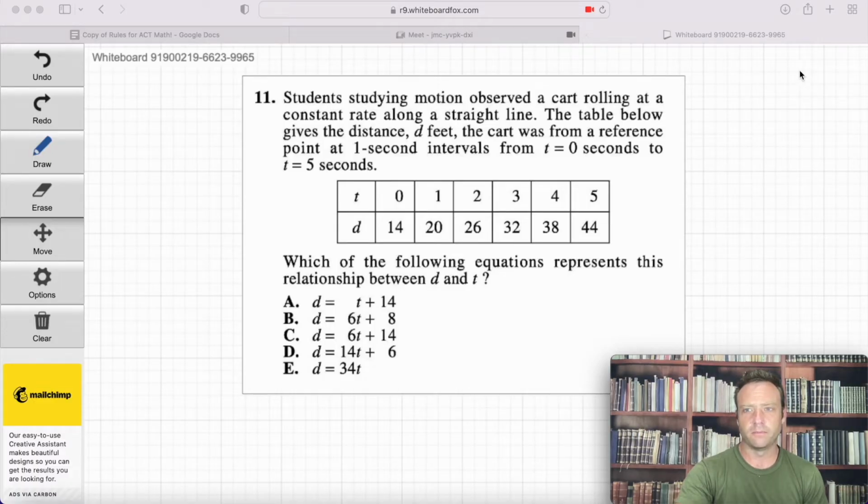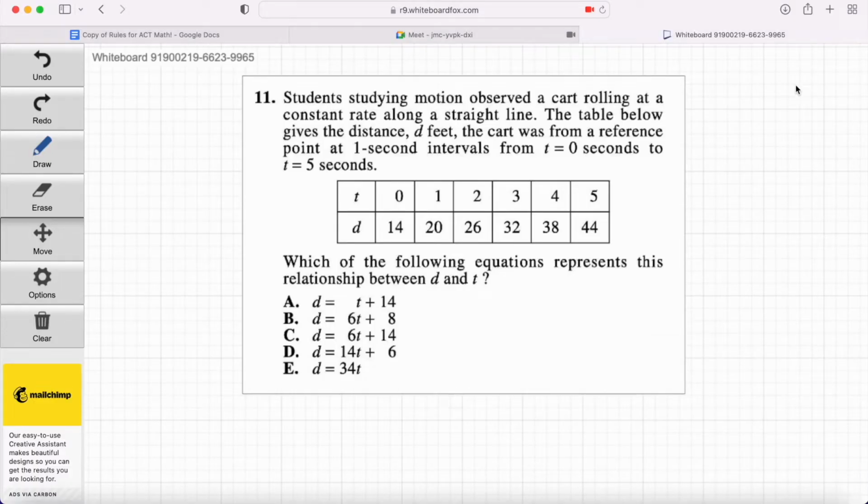Question number 11 is: students studying motion observed a cart rolling at a constant rate along a straight line. The table below gives the distance d feet the cart was from a reference point at 1 second intervals from t equals 0 seconds to t equals 5 seconds. Which of the following equations represents this relationship between d and t?